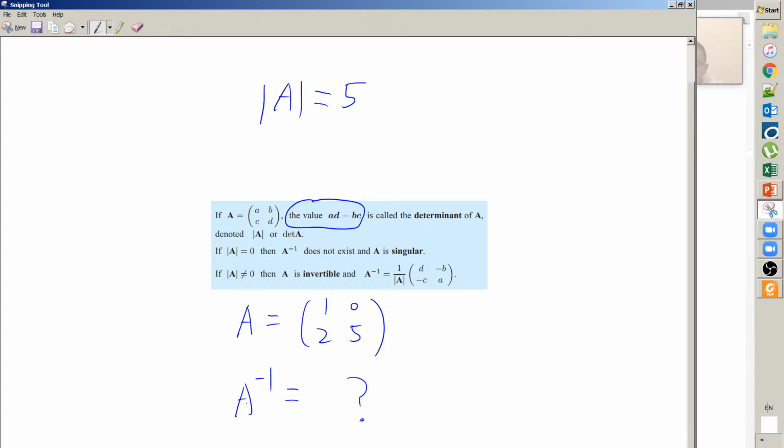So your inverse A is equal to this formula, right? Your determinant A is 5, given by this, so it's 1 over 5. So tell me what is your D. You need to fill in these blanks. The first one is D, right? So what is your D?